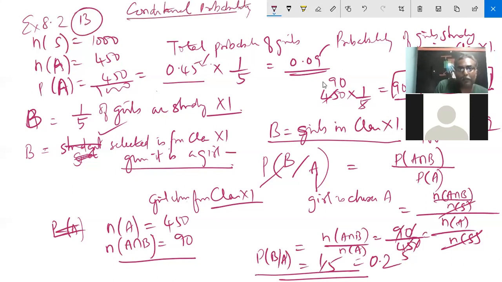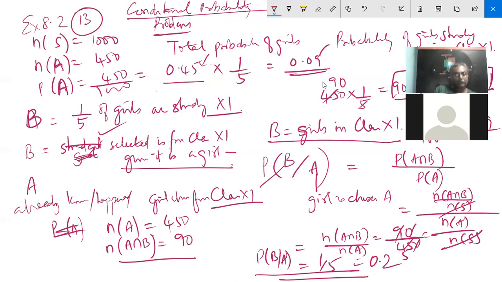When you see the problem itself, you must be able to see whether it is a Bayes theorem problem or a conditional probability problem. How will you recognize it is a conditional probability problem? You will say that it is already known that out of 450, 20% of the girls are studying class 11. Something already known means A has happened. So A is what has already happened.